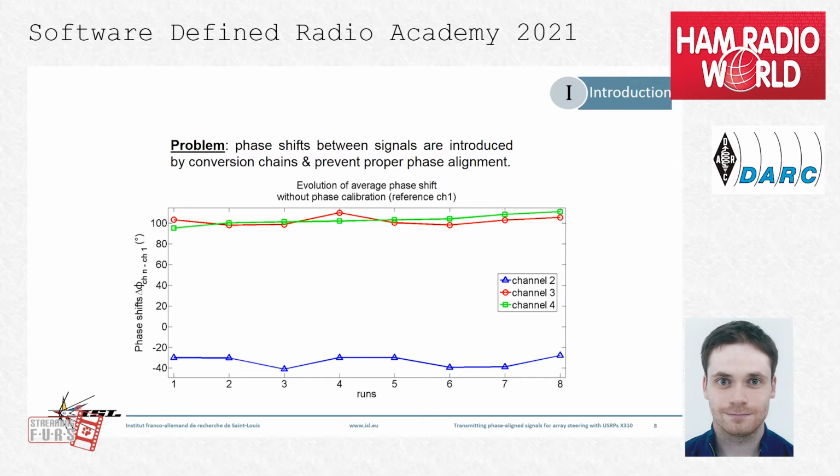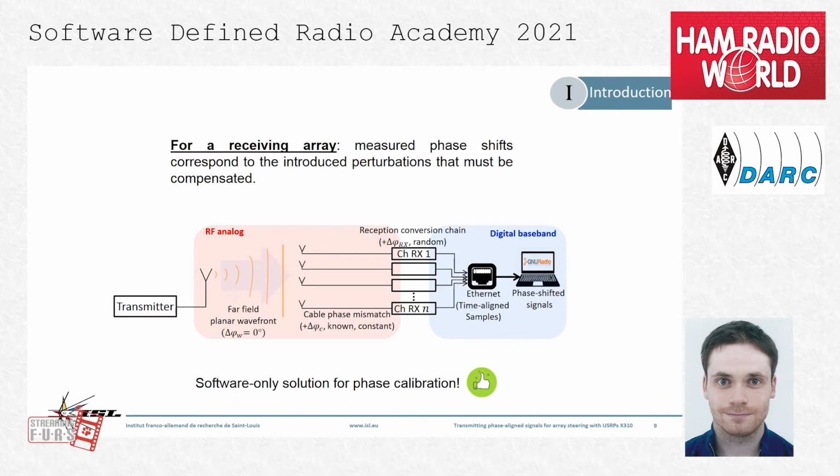So there is some part of this phase shift that is random, and we are going to need to automate some phase calibration process if we want to properly steer antenna arrays with these USRPs. In order to address this issue in case of a receiving array, we accepted the constraints of placing the transmitter aligned with the array before measurement.